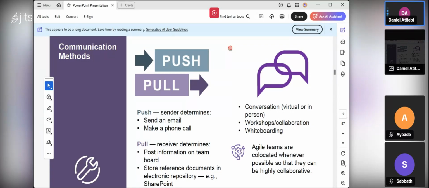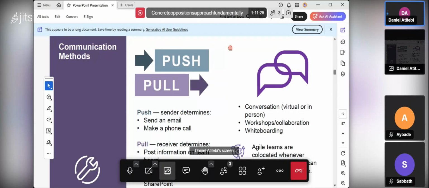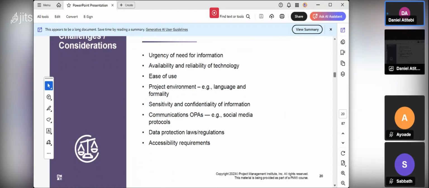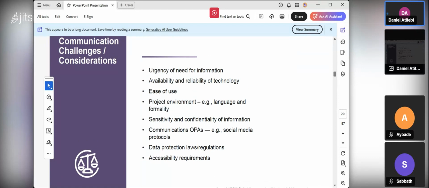Agile teams love to work together face to face. They prefer interactive communication. Agile teams are co-located. When I say they are co-located, they like to work in the same geographical area so that they can be highly collaborative. As we have said earlier on, a collaborative team is a highly effective team. And that is why I prefer to use that methodology whenever I'm managing a project, because it allows us to collaborate. You can see one another face to face and can thrash out issues, you understand me? Early and quickly.